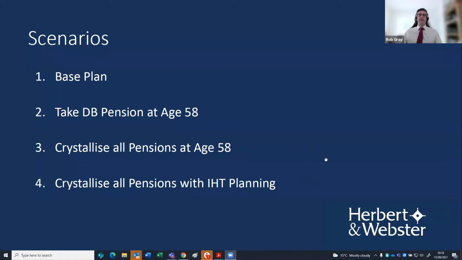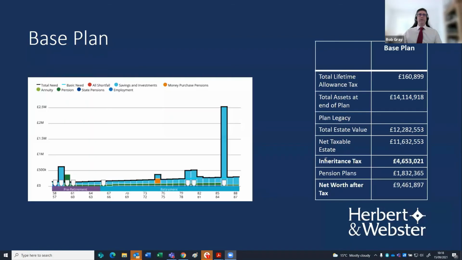So these are the 4 scenarios. I'll run through each one with you. So this is what the base plan looked like. If I explain what we're seeing on the chart here, you see there's the color codes at the top. The black line is his total annual income need. He was wanting to have about £10,000 a month as an income. That's what he's been used to spending through his working life. So that's what we used within the plan.